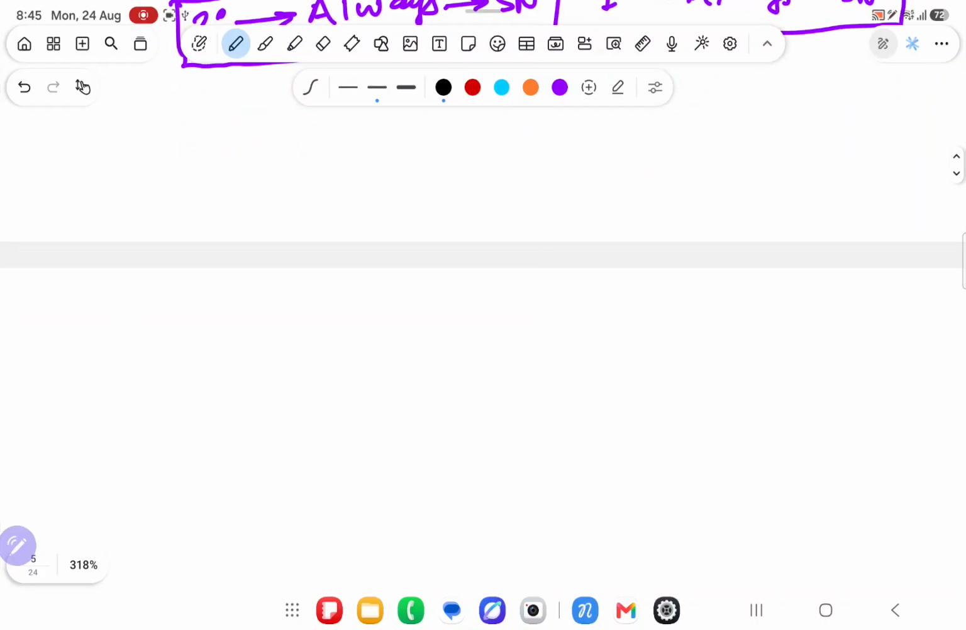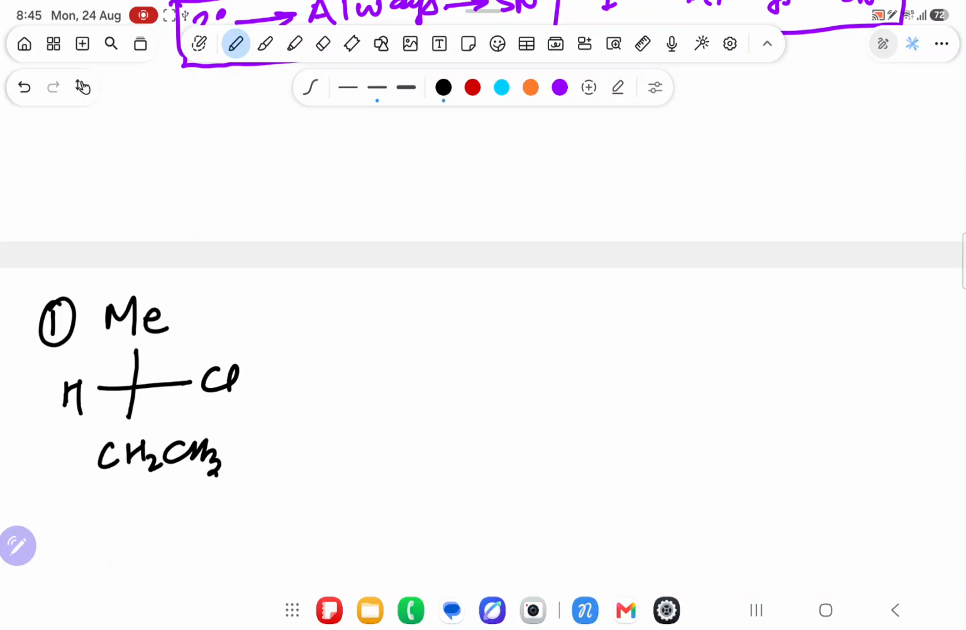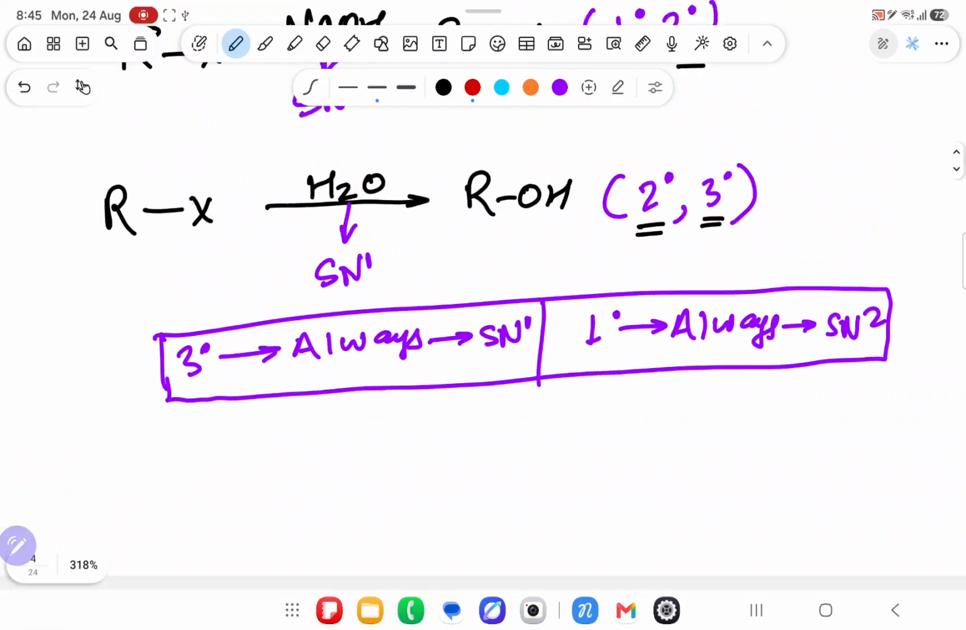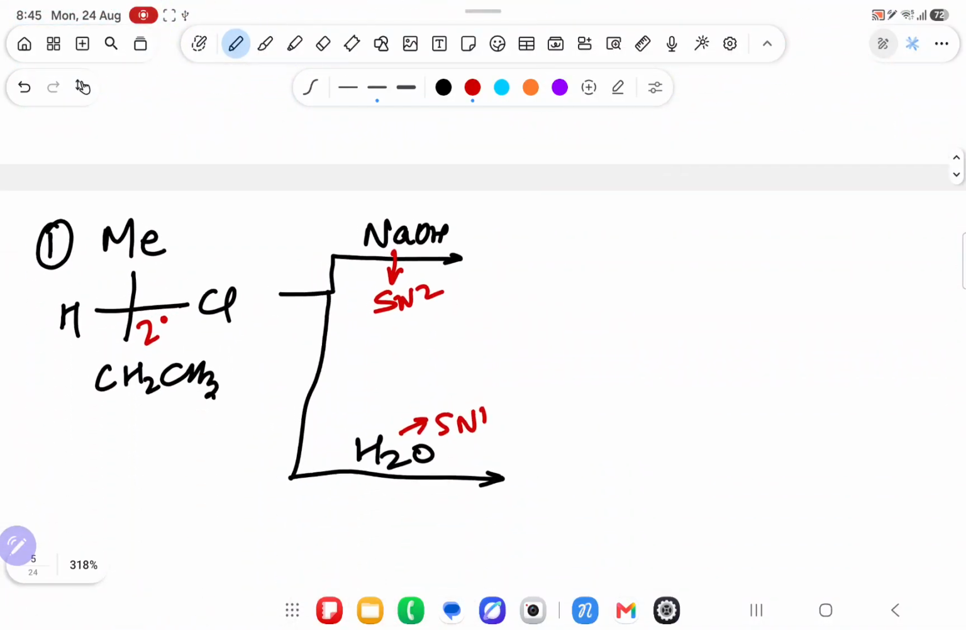Okay, suppose I have written the first question over here: Me, CH2CH3, HCl, and I am saying react this first with NaOH, react this second with H2O. What you will say? Sir, this is 2 degree, one side methyl, one side ethyl, so with NaOH it will follow SN2 and with H2O it will follow SN1. Now SN2 means what? Inversion. Back side, what is the product coming?